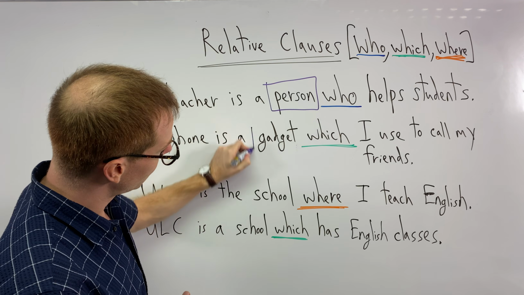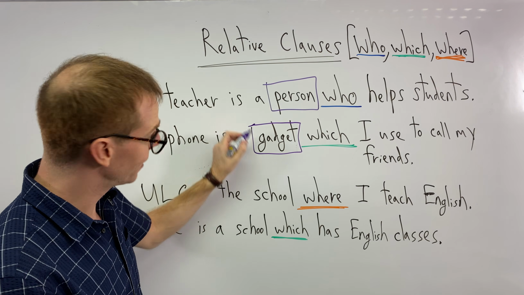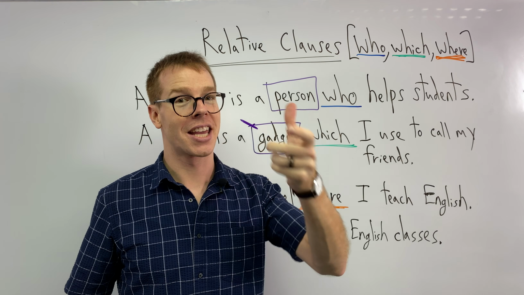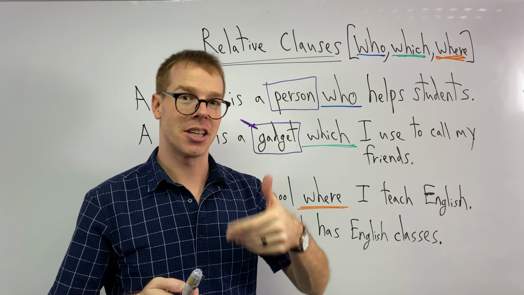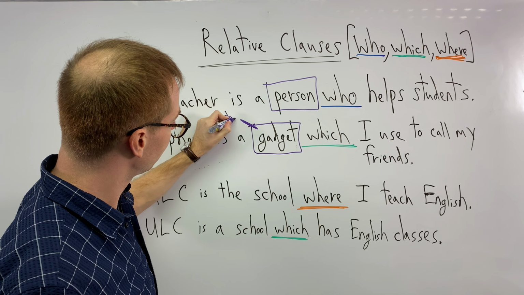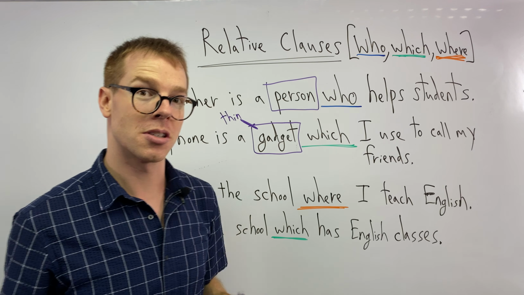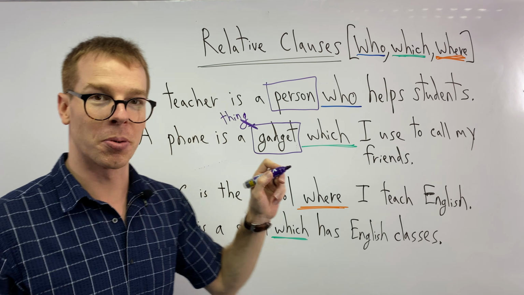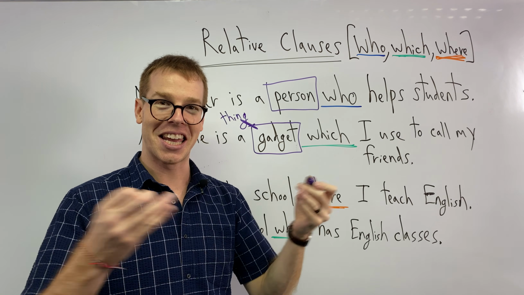Next, if it's not a who, maybe it's a thing, right? Here, I used the word gadget. Do you know gadget? You're probably holding a gadget right now. A gadget is something like a phone or a tablet. It's a thing which you use to watch videos. A thing which you use to play Candy Crush, to play games, right?